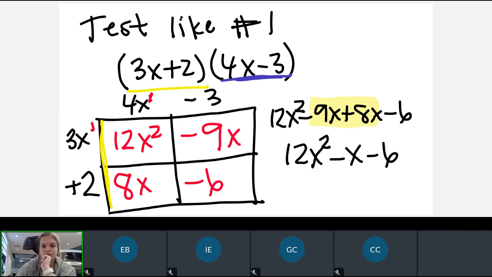So what you're going to do is just multiply across, and then you need to check for like terms. So in this case, we did have a set of like terms that we could combine.